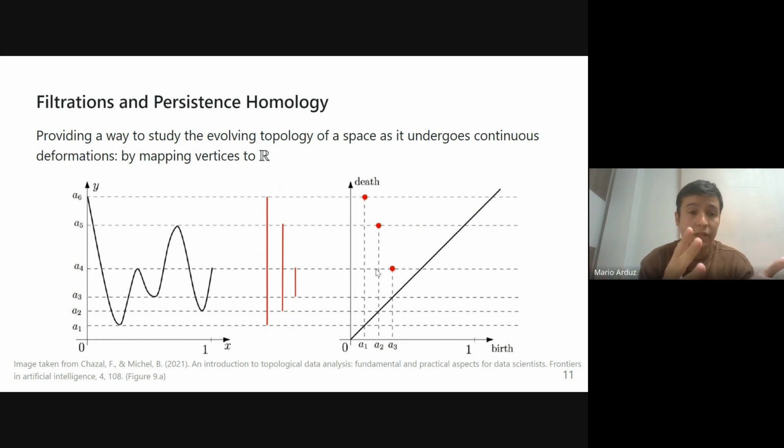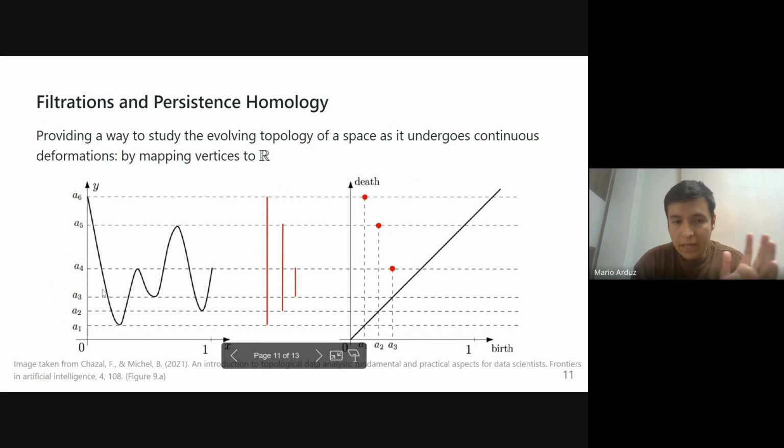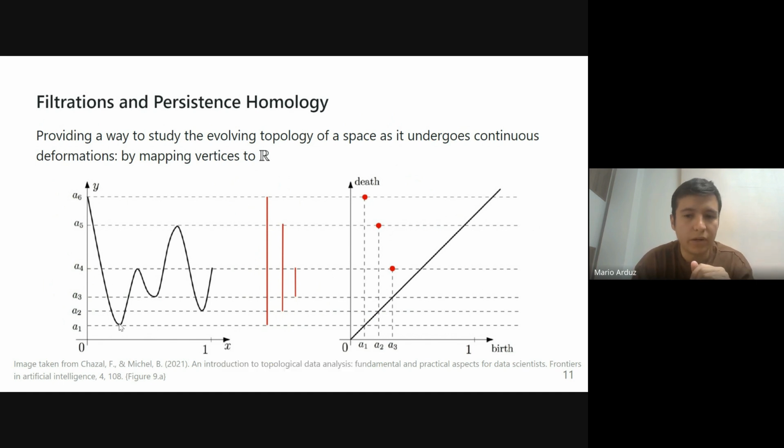Since we are just mapping all the information to one dimension, we are going to have zero-dimensional holes that are going to be just components. And we're going to track how these components appear and disappear in terms of how we are going to move in this dimension Y. So we are going to begin from top to bottom. And we see that the first point that we see is at A1, we are going to see the first appearance of the first component. So the birth of this component is around here, the same point A1.